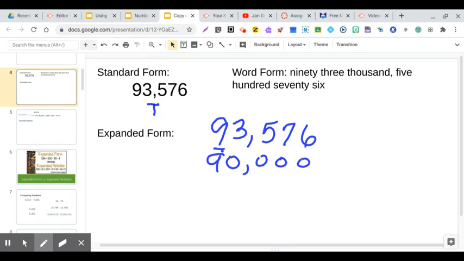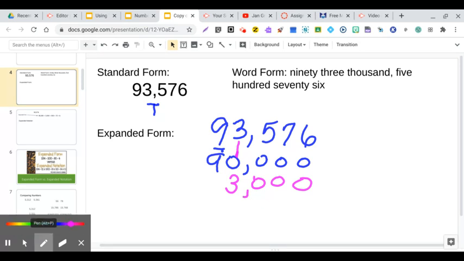So my next digit is a 3. And so I'm going to switch colors here to help you see. I'm going to drop this 3 down. He goes right here, and he gets 3 zeros because that 3 is in the thousands place. His value is 3,000. Next, we move to the 5. The 5 comes down. He goes right here. He's going to get 2 zeros. He's worth 500 because he's in the hundreds place.